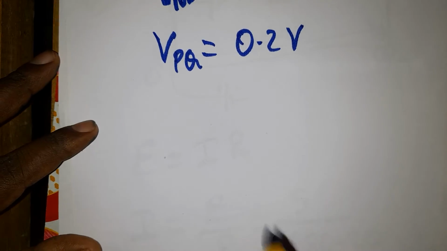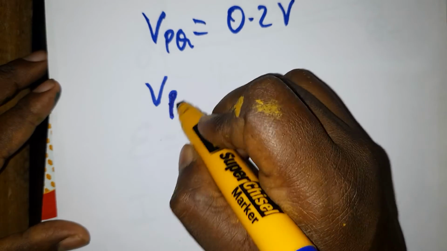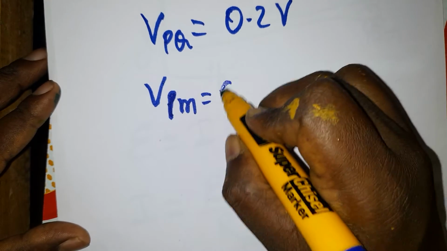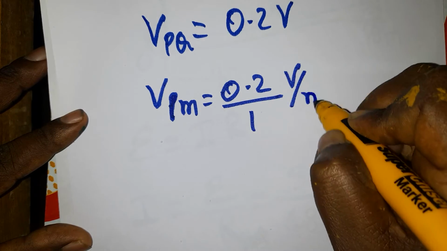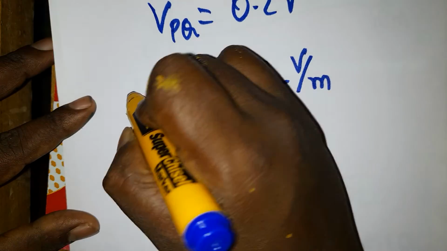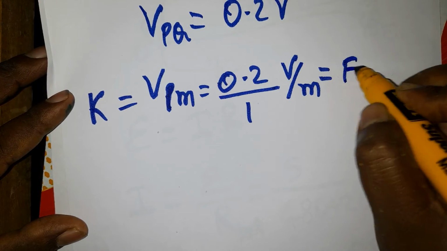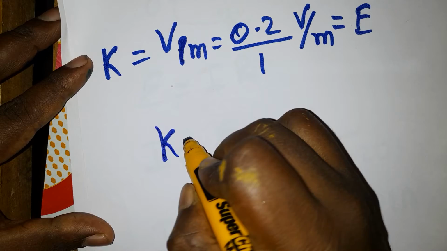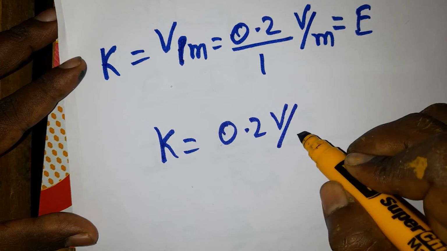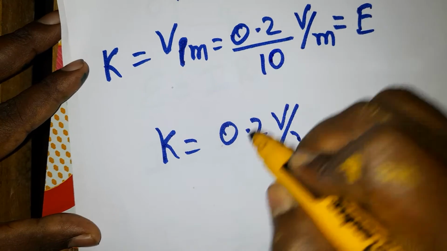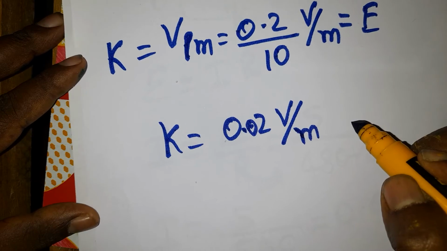Now totally 10 meter. If you want 1 meter, the voltage across it is 0.2 divided by 10, that's called volt per meter. It's called potential gradient. We can take K as the potential gradient, otherwise you can take it as E also. So potential gradient is volt per unit length. That's going to be 0.02 volt per meter. This is called potential gradient.